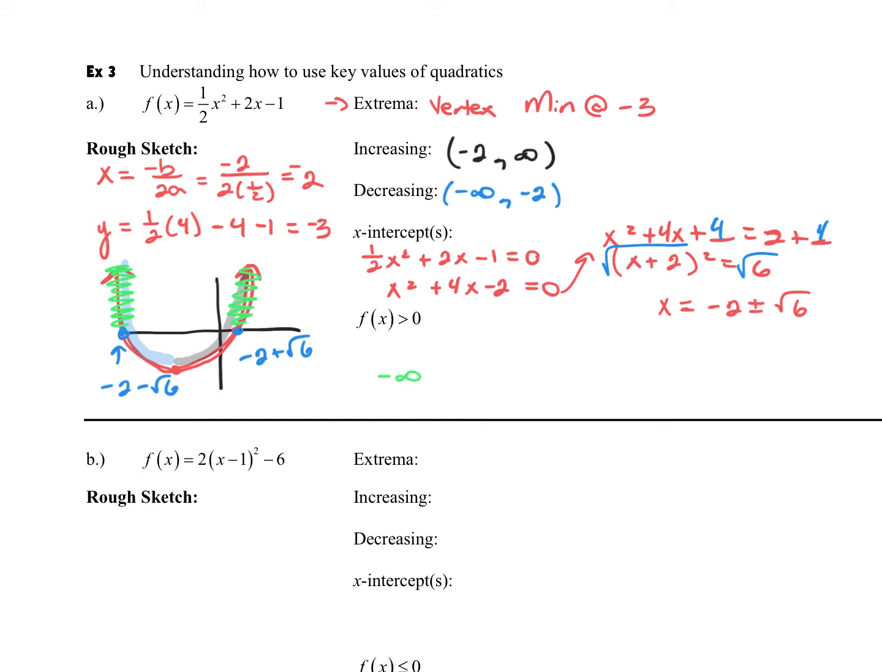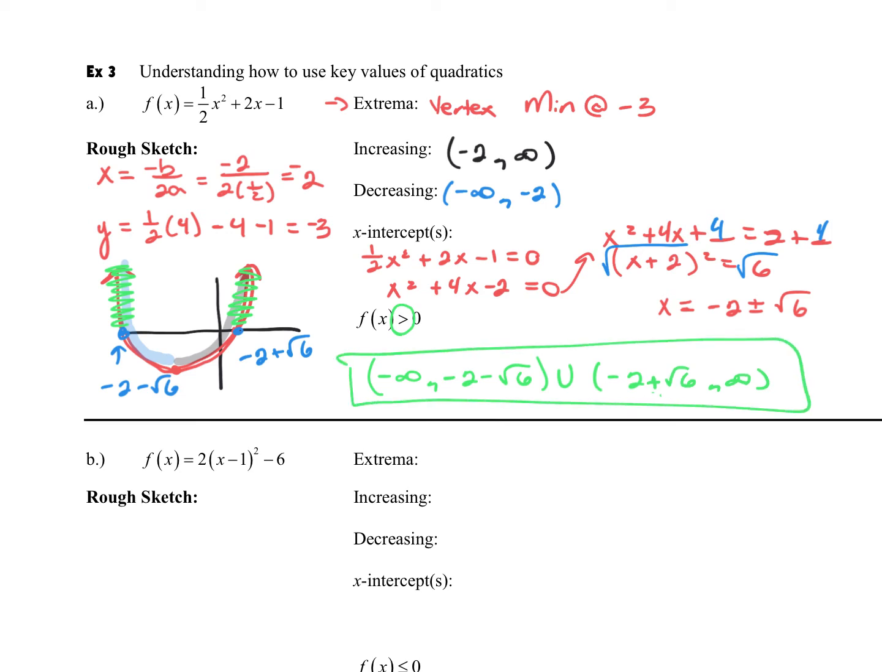So it's going to be negative infinity to negative 2 minus the square root of 6. And since this is open, this will be open, union, and then negative 2 plus the square root of 6 to positive infinity. Sorry, I didn't mean to have that comma there. Let's get rid of that. There we go. It's kind of frozen up here on me. Okay, now that's probably our longest one.